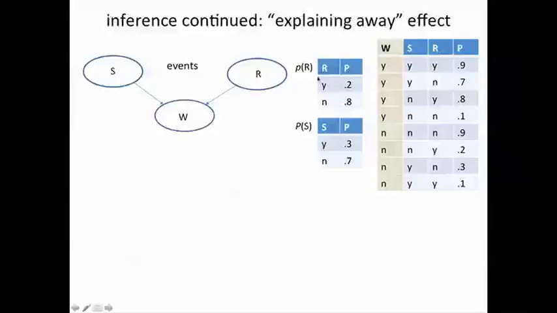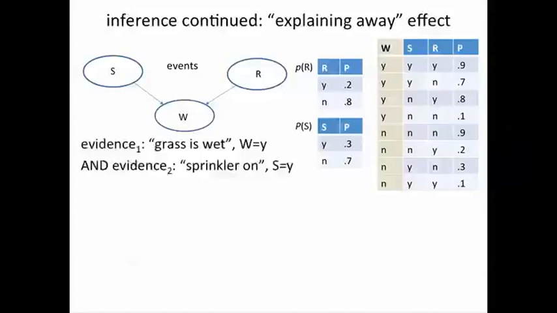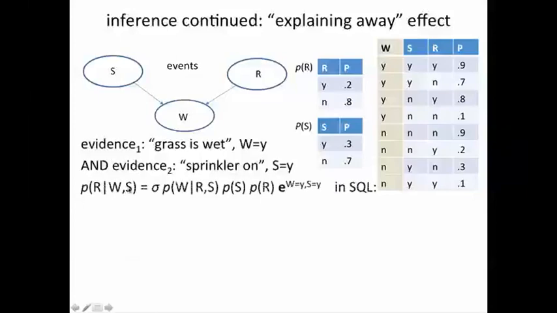We have our same tables as before, but now we have not only the evidence that the grass is wet, but also that the sprinkler was on. Now let's see how the probabilities work out. We have the probability of R given W and S times the probability of W and S is the joint.